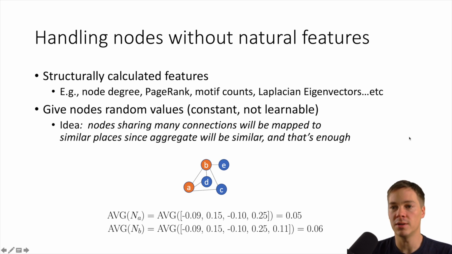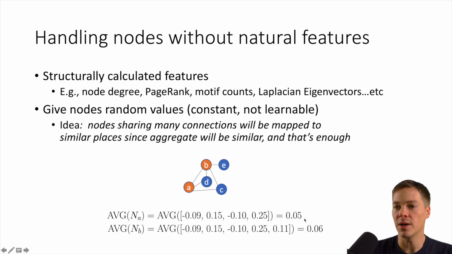And to demonstrate this, I have this little graph here. If you consider A and B, let's say the aggregation we're applying is just an average, and I've assigned random numbers to each of these nodes. You see that the computation here is identical. It's averaging the same set of numbers, except in the case of B, it has one more node that it's connected to, labeled E, and that's this extra 0.11. But all the other numbers in this average are identical, and you can see that the answers to these expressions are very close together.